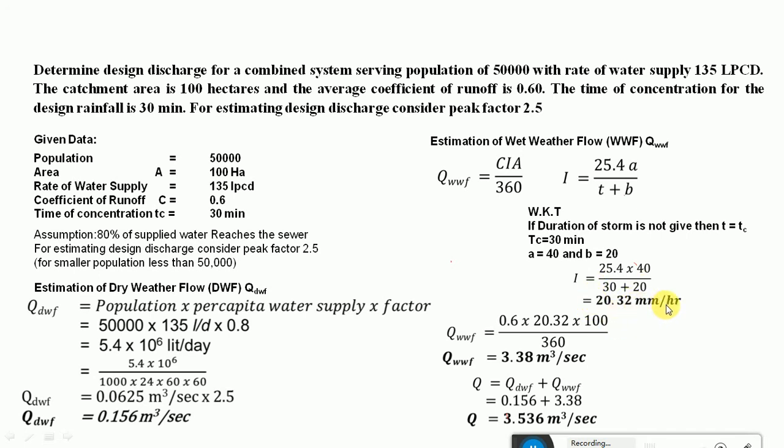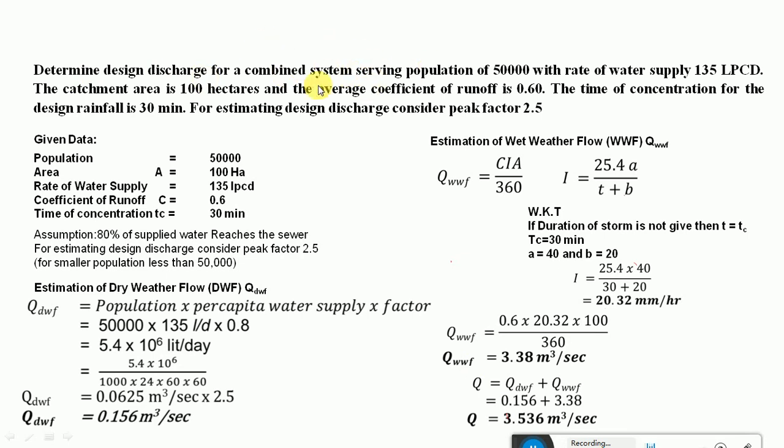By using the formula Q is equal to CIA divided by 360, the coefficient of runoff for the entire area is directly given, that is 0.6, into I, the intensity of the rainfall, which is 20.32, into the area of the drainage, which is 100 hectares. We multiply this value by 100, whole divided by 360. So we have obtained the storm water flow, or wet weather flow, as 3.38 meter cube per second.